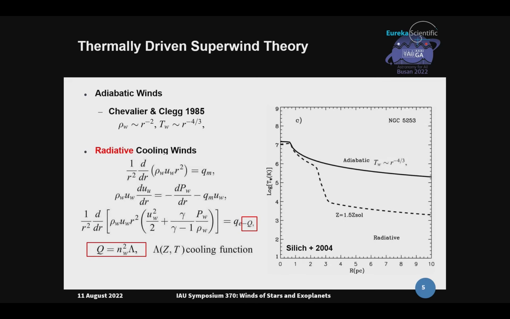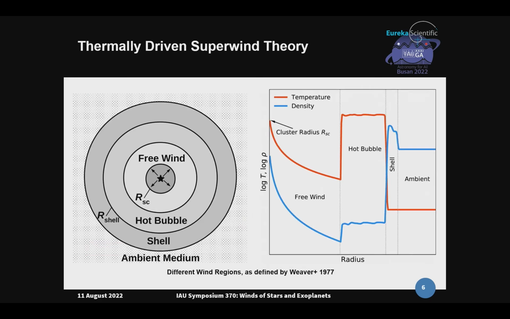The thermal-driven superwind theory was started by the work of Chevalier and Clegg in 1985. However, this model is an adiabatic model without radiative cooling. Later, there was a semi-analytic model by Silich in 2004, in which he coupled the radiative cooling function. Here on the right we see a departure from adiabatic solutions because of radiative cooling. In my work, I consider hydrodynamic simulation of radiative cooling.